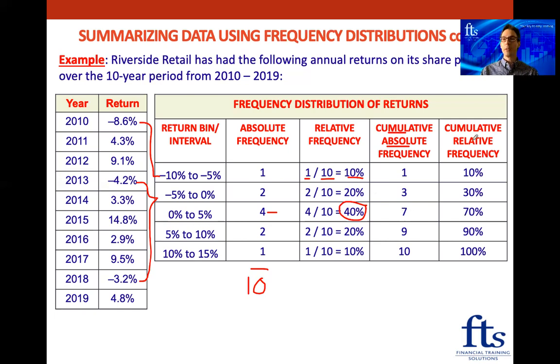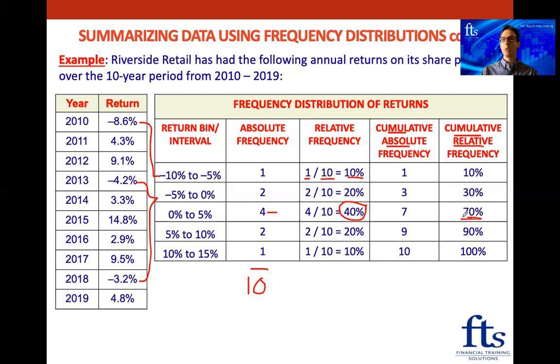And then the last column is the cumulative relative frequency. So this means we're going to now add up which one? We're now going to add up the relative frequency as we move from the first bin down to the last bin. So if our first bin is 10%, and we take 10 plus 20 is 30, and then 30 plus 40 is 70, etc.